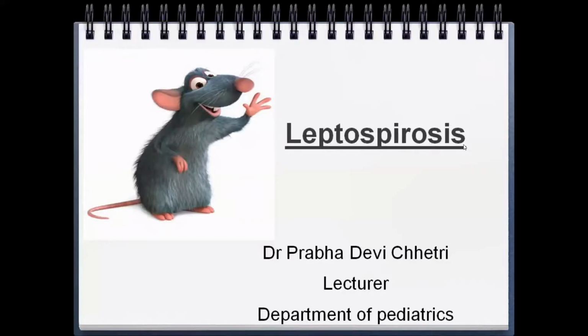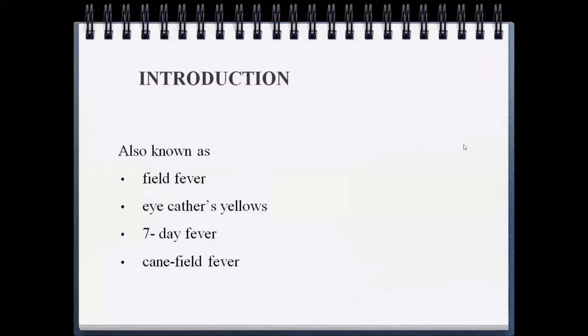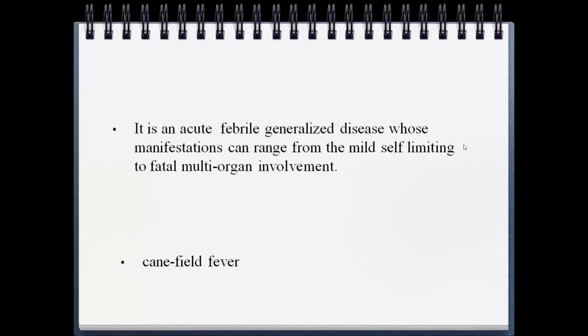So today's topic is leptospirosis. It is also known as field fever, eye cathars, yellow fever, 7 days fever, cane field fever. Okay, so these are different names of leptospirosis. It's an acute febrile generalized disease whose manifestation can range from mild self-limiting to fatal multi-organ involvement.